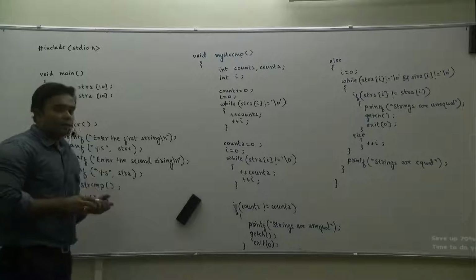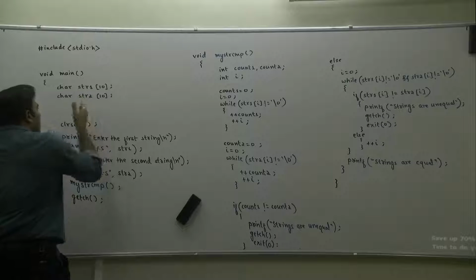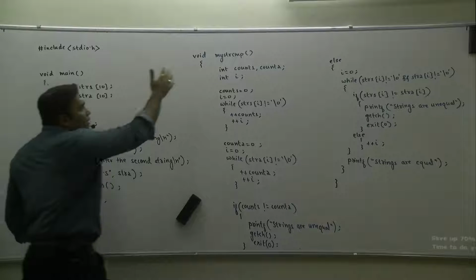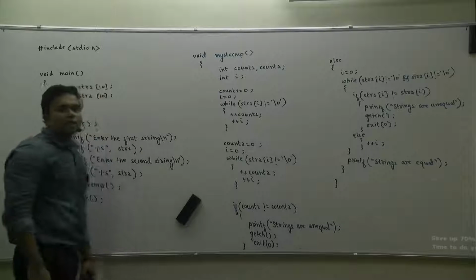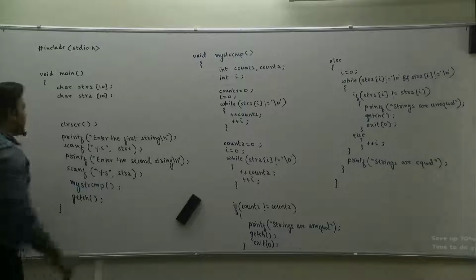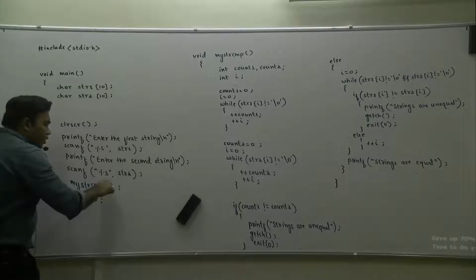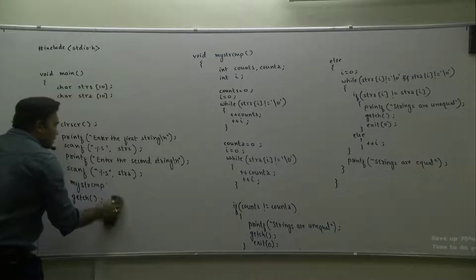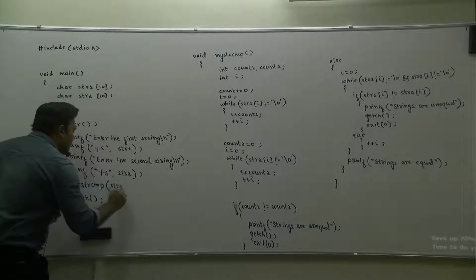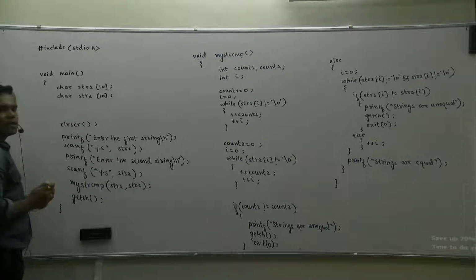If you ask me, sir, does the program work? It can't work, because str1 and str2 are local to the main function. Only main can use them. This function can't use them until and unless they are passed as parameters. Hence, when the main function calls the compare function, it should not just call it like this. Rather, it has to pass str1 as well as str2 as parameters.